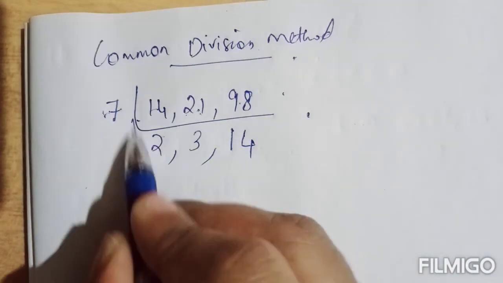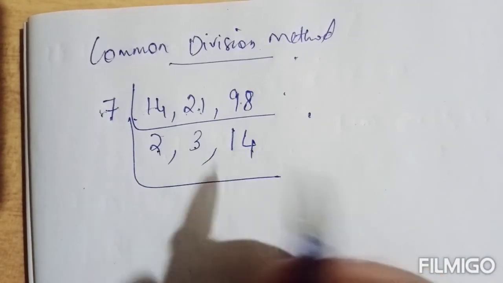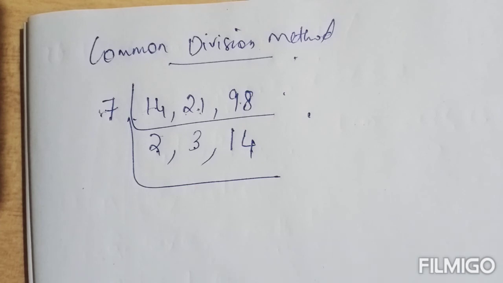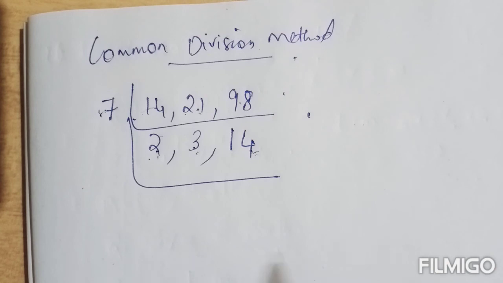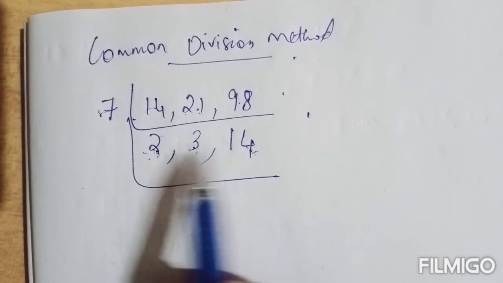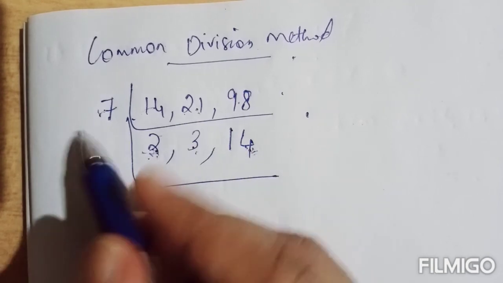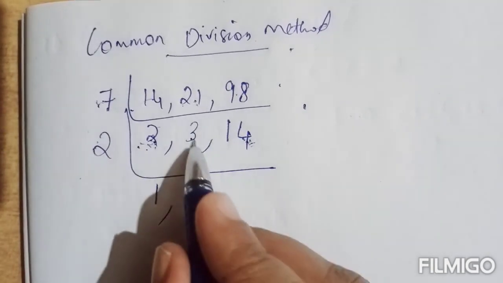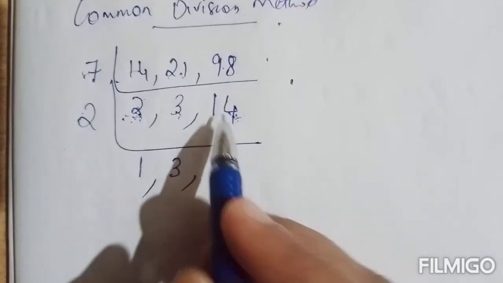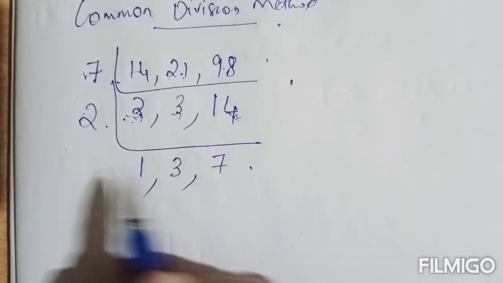Okay. Now, 2, 3 and 14. We can't find a number with which you can divide these three numbers. Let us select 2 and 14. These two are even numbers. You can divide by 2. 2 divided by 2, 1. In place of 3, you can write 3 itself. 14 divided by 2, 7.